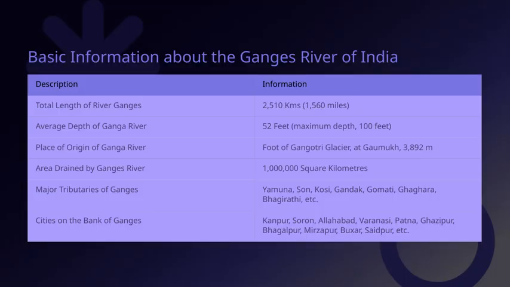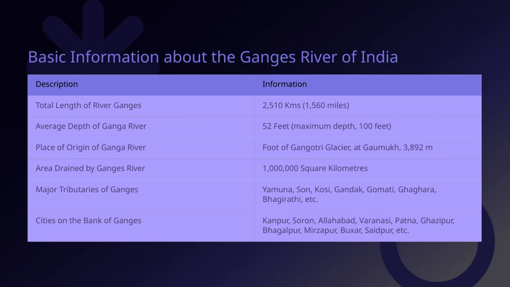The total length of the Ganges River is about 2,510 kilometers, or roughly 1,560 miles, making it one of the longest and most significant rivers in India. When we talk about its depth, the average is around 52 feet, but at its deepest points, it can reach up to 100 feet. This depth allows the river to support a vast array of life and transportation routes. The Ganges originates at the foot of the Gangotri Glacier, specifically at Gaumuk, which is situated at an elevation of about 3,892 meters. This high-altitude source feeds the river with pristine, glacial water, emphasizing its importance in the region's ecology and spirituality.